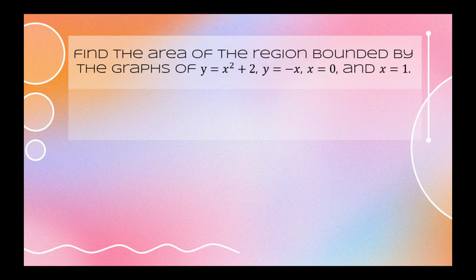Okay, so we want to find the area of the region bounded by the graphs of y equals x squared plus 2, y equals negative x, and x equals 0 and x equals 1. So I purposely did not put the graph on here. Oh, so we have to know. Uh-huh. Will they be like that? Yes.